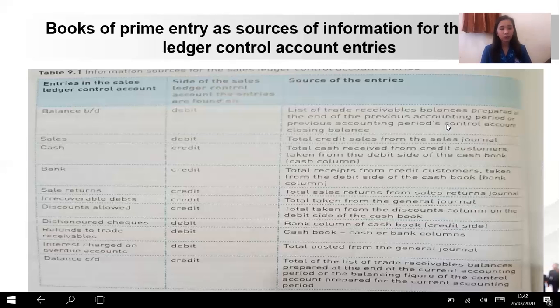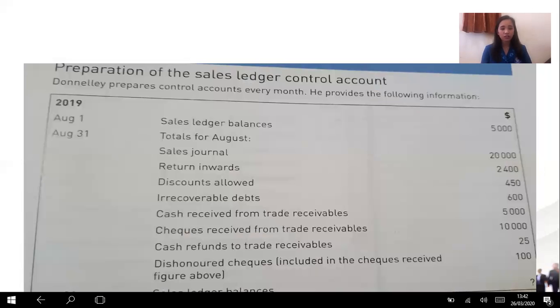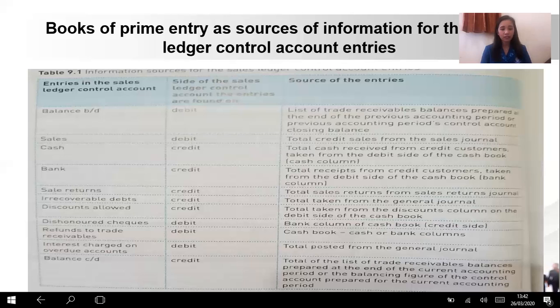This is the book of prime entry as the source of information for the ledger. Basically, these are the entries in the sales ledger control account. The first one is the balance brought down, which we put on the debit side. This is the list of trade receivable balances prepared at the end of the previous accounting period, the previous period's control account closing balance. Remember again, the sales ledger control account is the total of our trade receivable. Trade receivable increases on the debit side and decreases on the credit side. That's the reason why the balance brought down goes on the debit side.